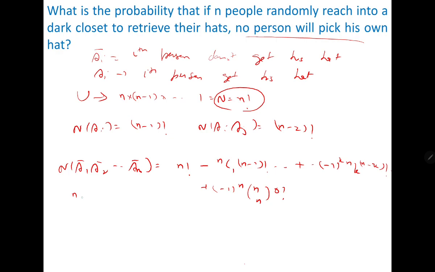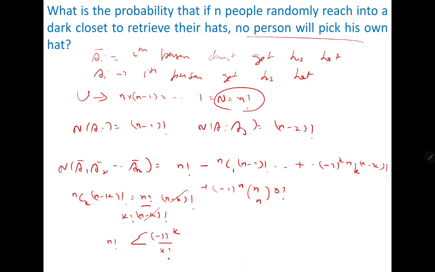Now nCk times n minus k factorial is n factorial divided by n minus k factorial times k factorial, times n minus k factorial. So the n minus k factorial would cancel out. It means I can write it as n factorial times minus 1 raised to the power k by k factorial.